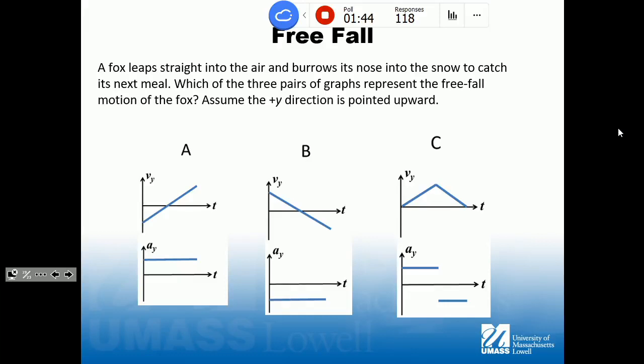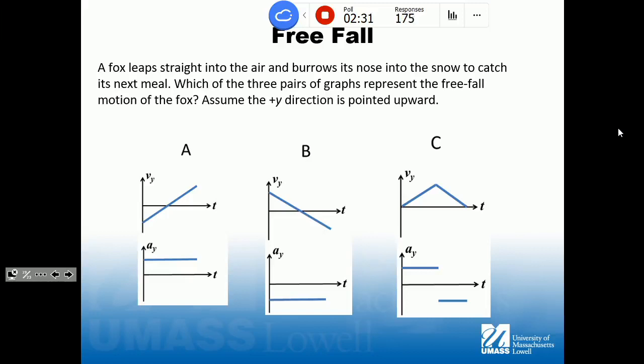But if you look at C, it's telling you that as that object went up, it sped up. Correct? So the answer is not C. Okay? It's either A or B. Now, the difference between A and B is the direction. Right? So if your acceleration is positive, that's the correct slope for A. But the question tells you that the plus y direction is pointing downwards. So can A be a positive number?